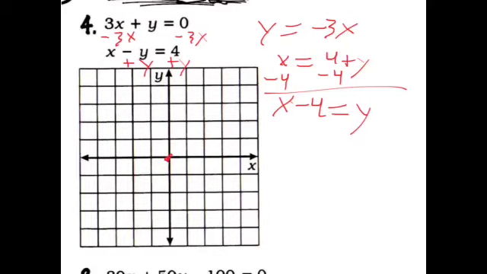Well, that's the same thing as negative 3 over 1, which is up 3, right 1, and that'll give me another point. And you can go down 3, left 1, as well, to get another point. And once you have these points, you can start graphing your equation like so. Draw your line, and there's our first line. Let's graph the second one.